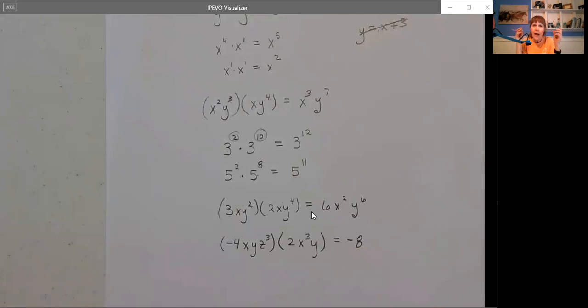But it's not wrong. X times y is the same as y times x. Just like 3 times 2 is 6, and 2 times 3 is 6. Whether you take 3 times 2 or 2 times 3, you're going to get 6. Well, if you take x times y or y times x, you're going to get the same answer. Like I say, it's not wrong. We just like to see them in alphabetical order.